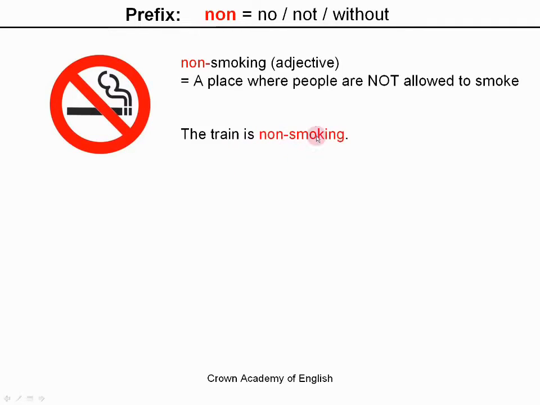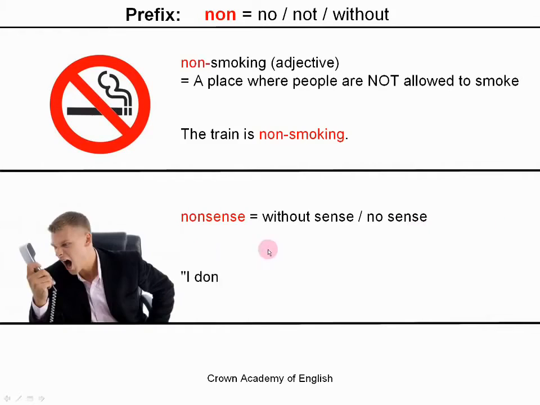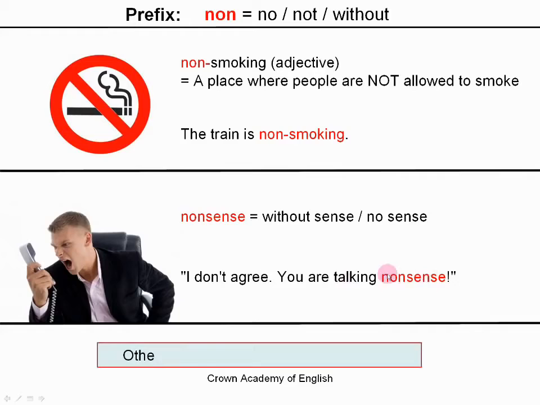The train is non-smoking. Nonsense means without any sense, or there's no sense, or it's another way of saying something stupid. I don't agree. You are talking nonsense. Other examples: non-fiction, non-payment.